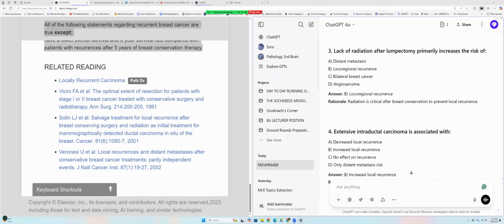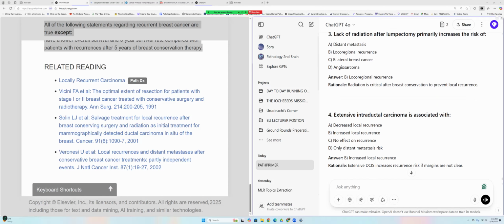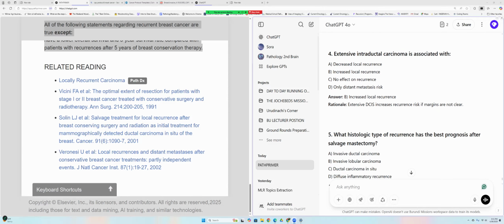Lack of radiation after lumpectomy may increase the risk of local regional recurrence. Radiation is prescribed after breast conservation to prevent local recurrence. Then extensive intraductal carcinoma is associated with increased local recurrence. Extensive DCIS also increases recurrence risk if margins are not clear.